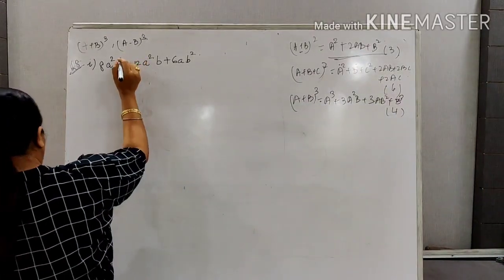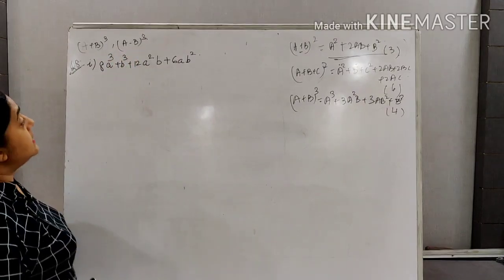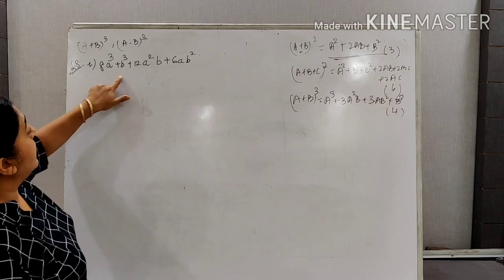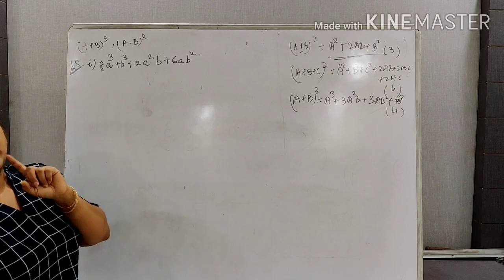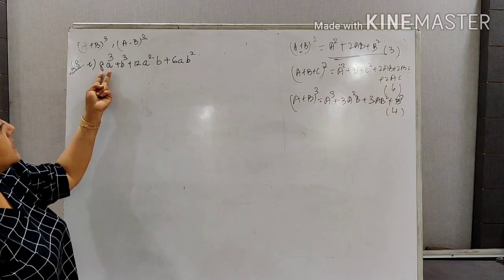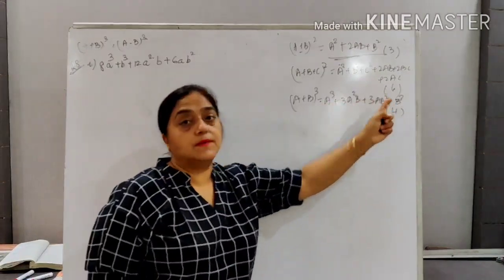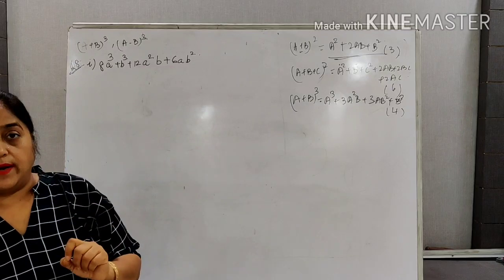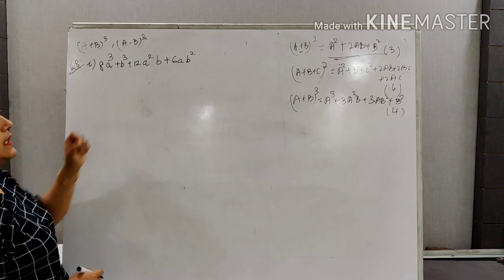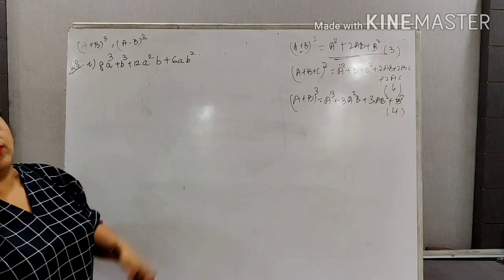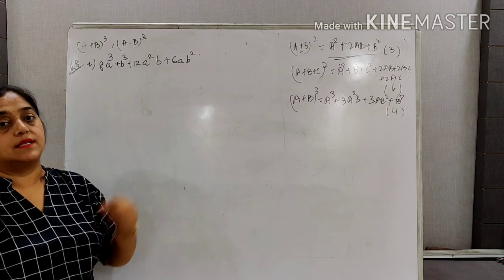So again in this question, it is 8a cube plus b cube plus 12a square b plus 6ab square. How many terms are there? 4. And out of these 4 terms, 2 terms are cubes and 2 are the square terms. So this is similar to a plus b whole cube. Now, how will you identify whether the given question is of a plus b whole cube or a plus b whole square?